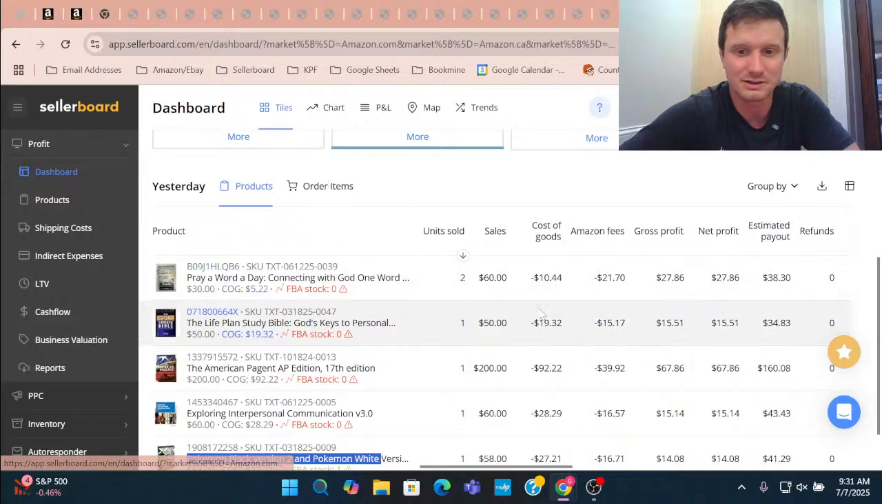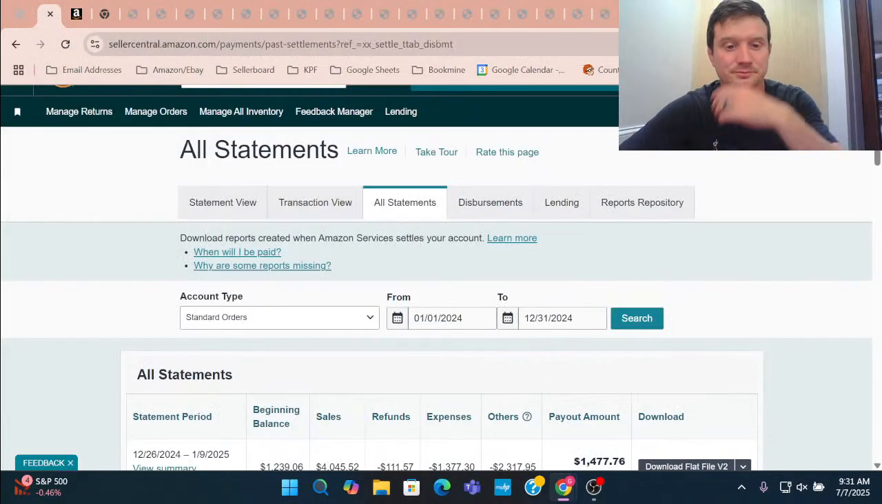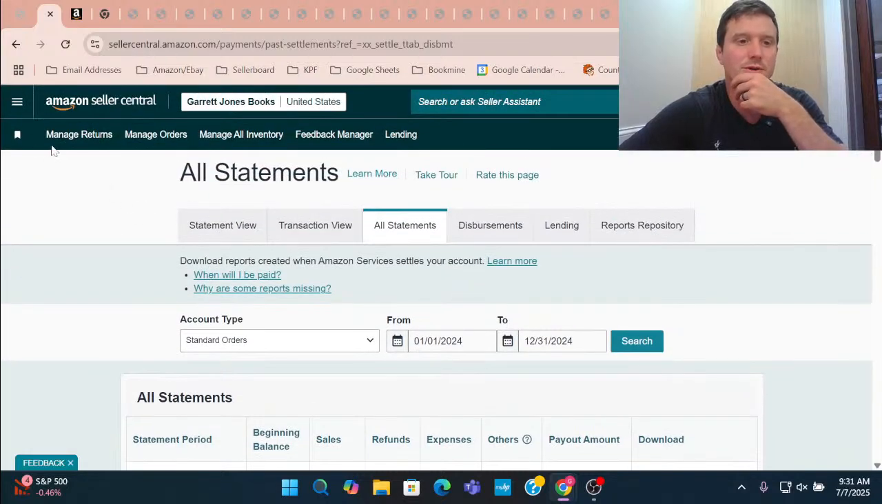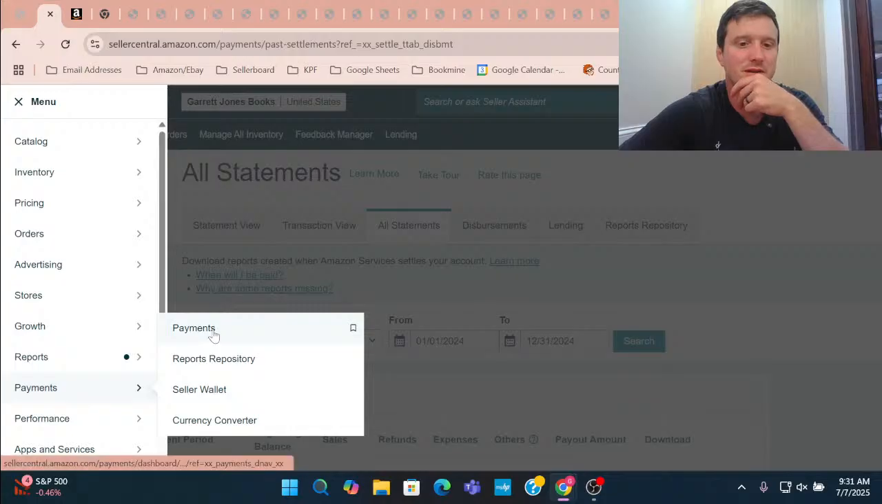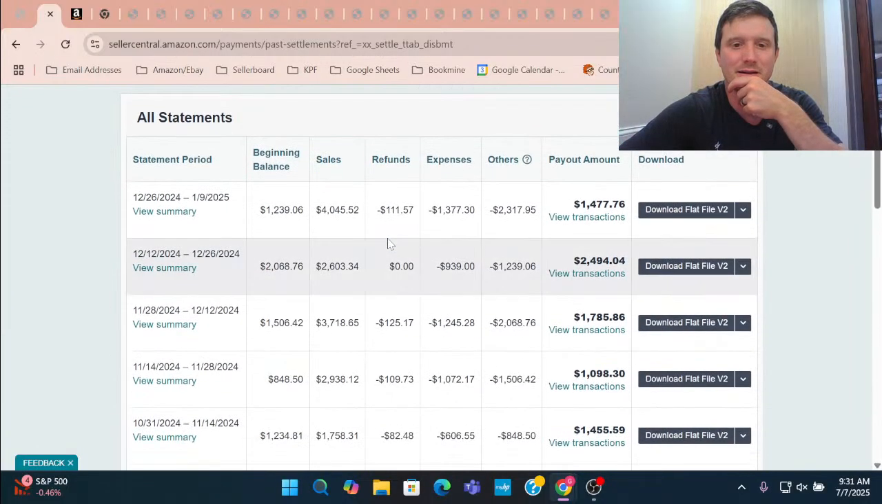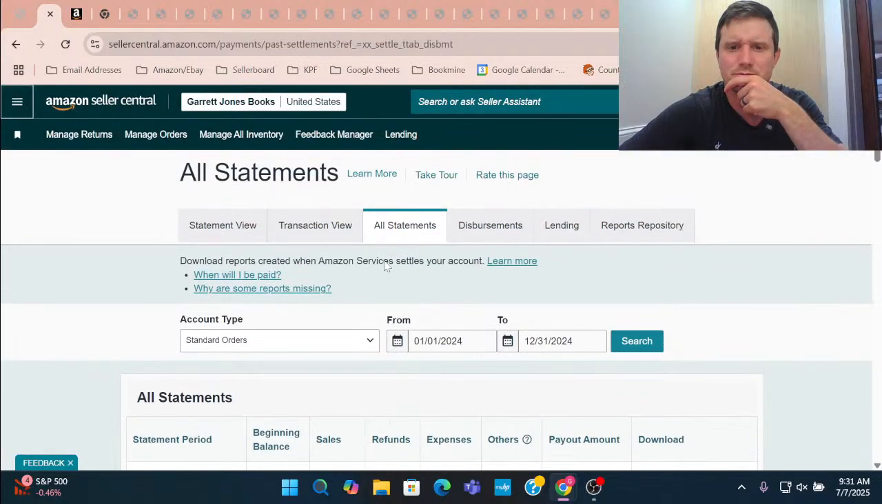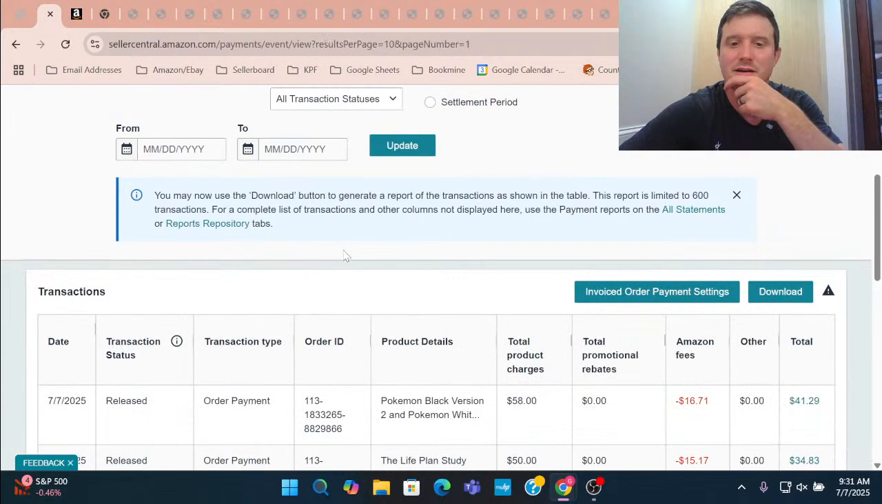I did find where you can find all these numbers on Amazon. So if you go to your menu over here, you go down to payments and then hit payments right here, and then you'll come over here to the all statements tab. Oh wait, sorry, transaction view tab. I'm sorry, I was looking at my statements.